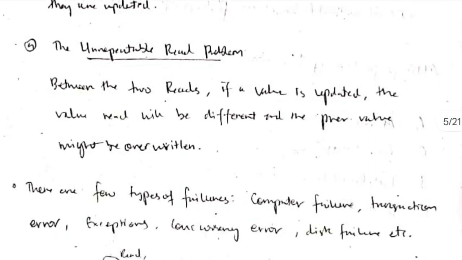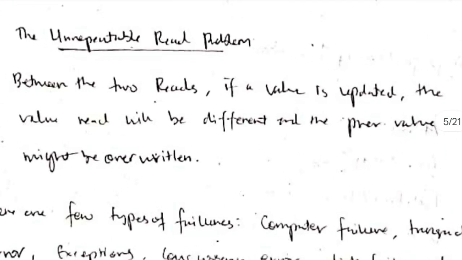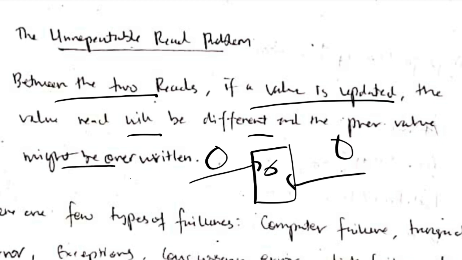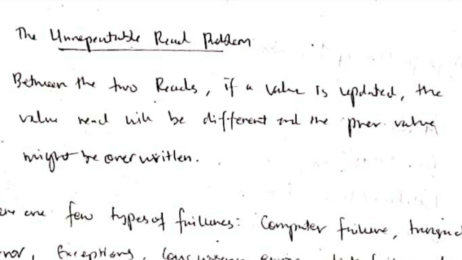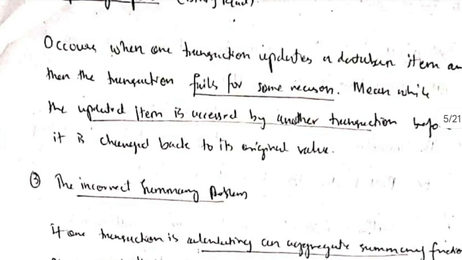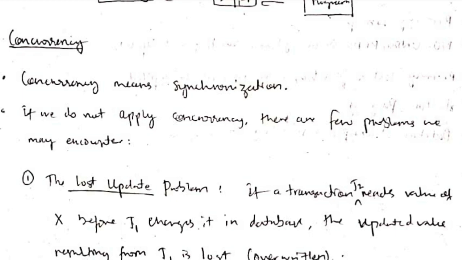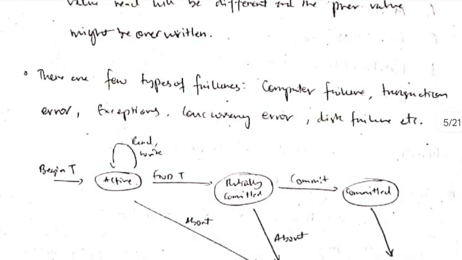The fourth one is the unrepeatable read problem. Between two reads, if a value is updated, meaning between the first read and the second read, if the value is updated here, it will be different for both of these, right, and it might be overwritten. So that will be causing the inconsistency. So these are the four problems which are associated with concurrency. If it's not followed, we may encounter these problems. Okay, that was about concurrency and the problems associated with it.